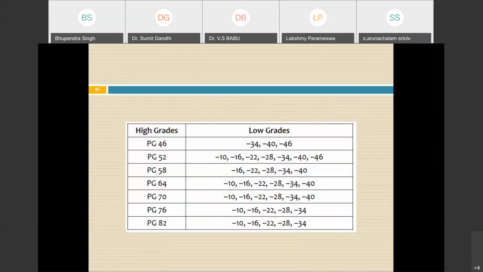Typical performance grades given are like this. High grades are given as PG 46, PG 52, PG 58, and so on. And low temperature grades will be minus 34, minus 40, minus 46, and so on. That is how performance grade is found out. There are problems associated with performance grading criteria also, but we will discuss that in some other lecture. But this is the basic criteria upon which our performance grade is decided.